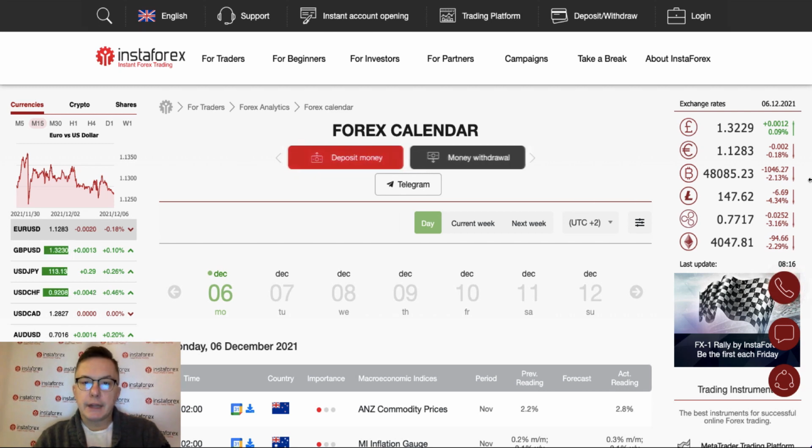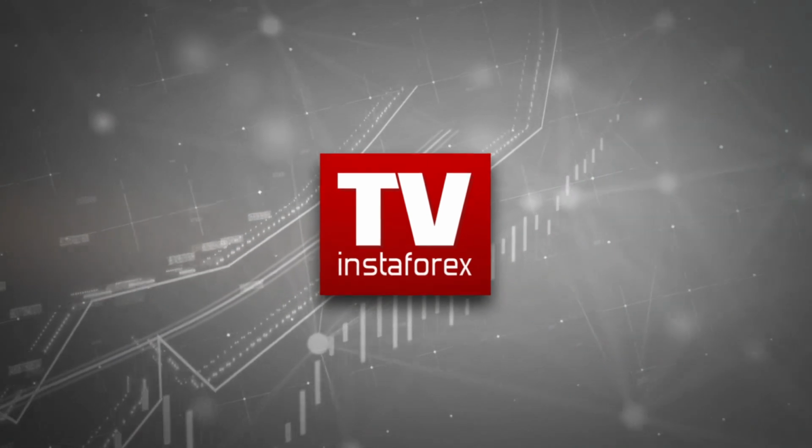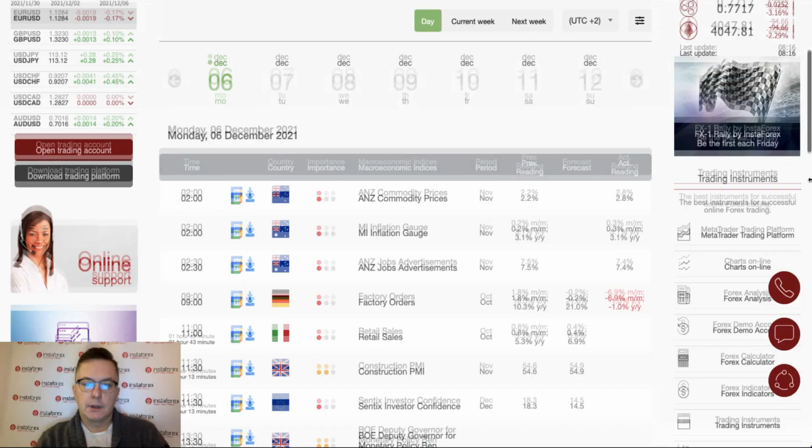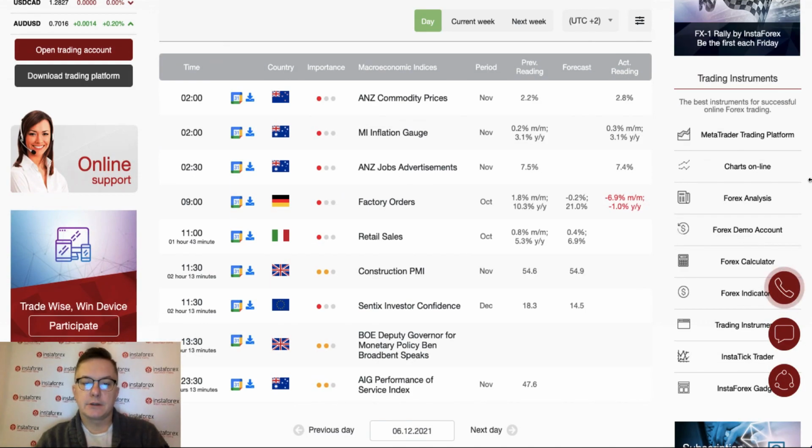Today is Monday, December 6th, 2021. Let's take a look at the Forex calendar first. Not much data is scheduled for release today, but during the London session we got factory orders from Germany. As you can see, they were released already. Minus 6.9% is way below the expectations of minus 0.2% and way below last time reading of 1.8%.